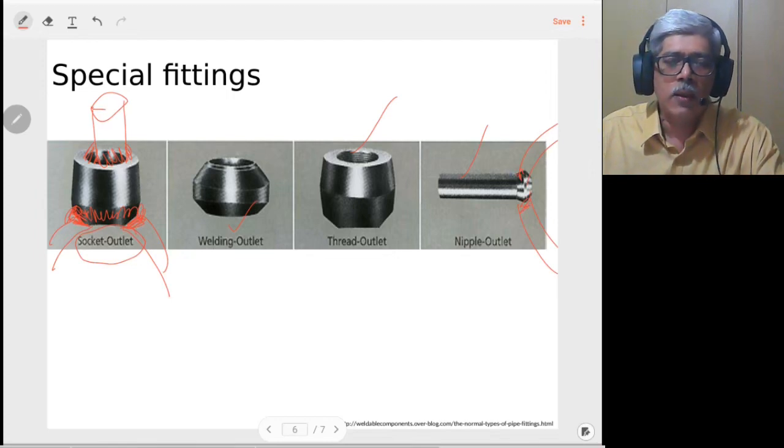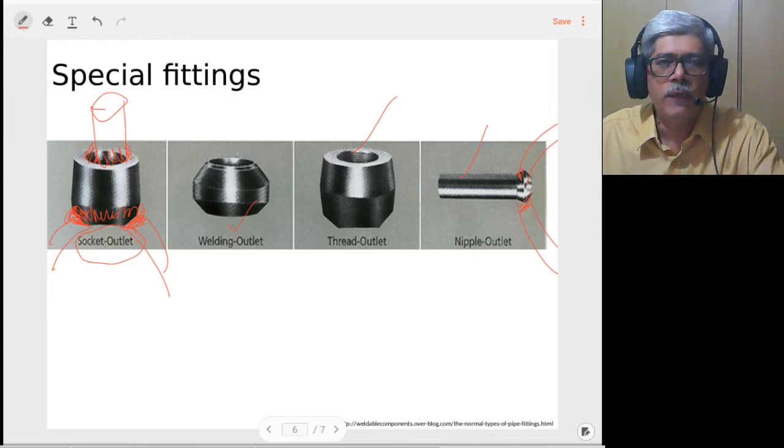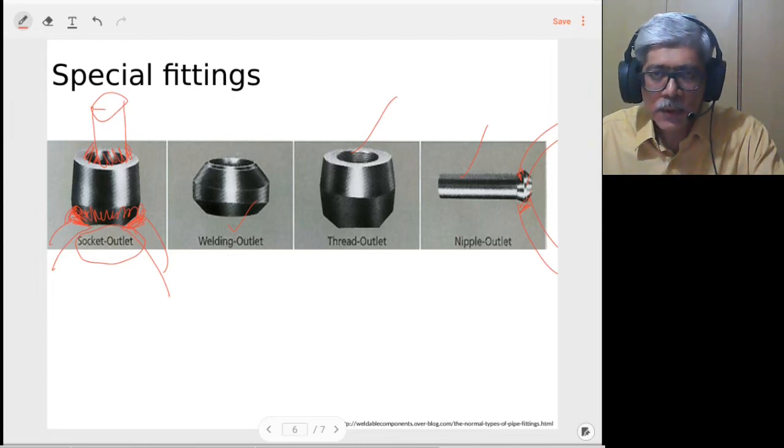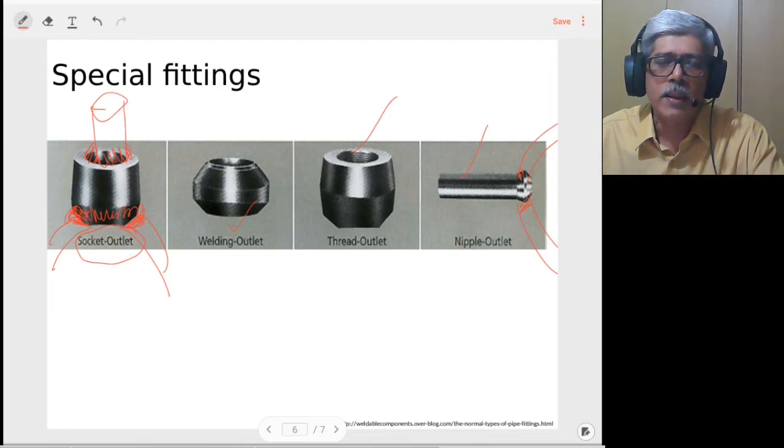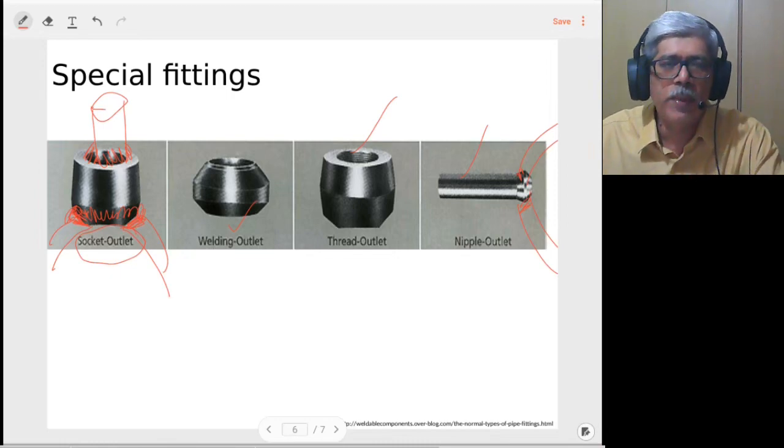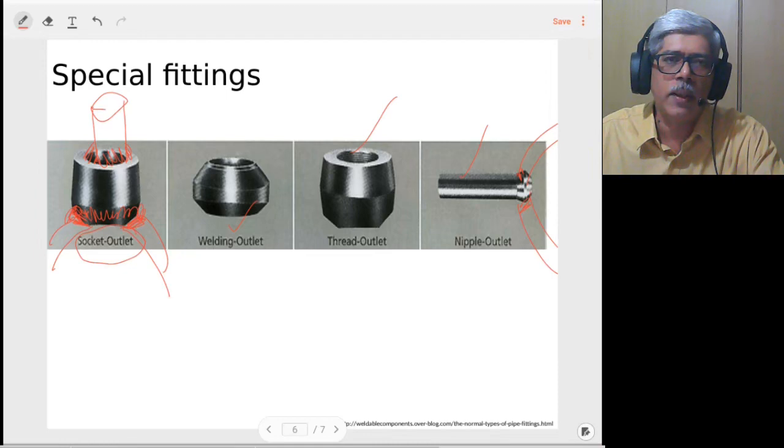At this end you will have a large pipe to which it is getting welded. These are not the standard fittings, so they are made by manufacturers and they are available in the manufacturer's catalog. So from there you will have to pick them. This summarizes or gives you an idea as to the variety of fittings which are available for the piping engineer to prepare the layout. Depending on the requirements, you can use the different types of fittings.